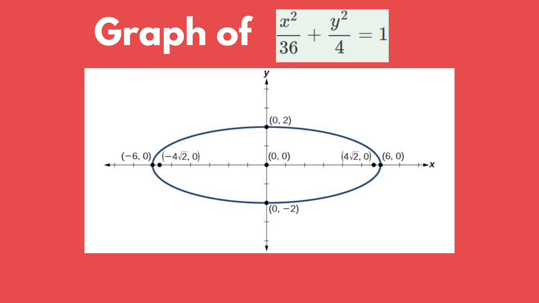After determining the coordinates, you can now plot them on the Cartesian plane and use it to draw the ellipse. This is what x squared over 36 plus y squared over 4 equals 1 would look like when graphed.